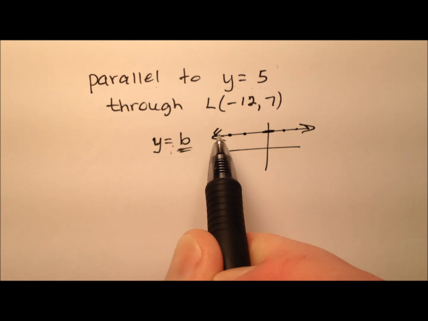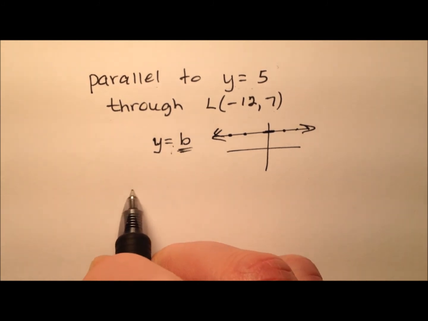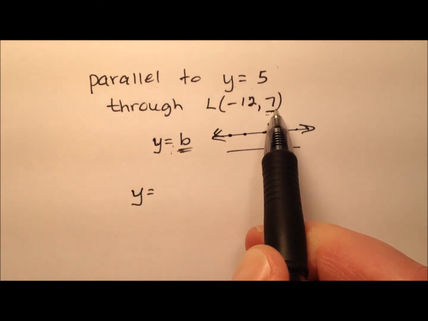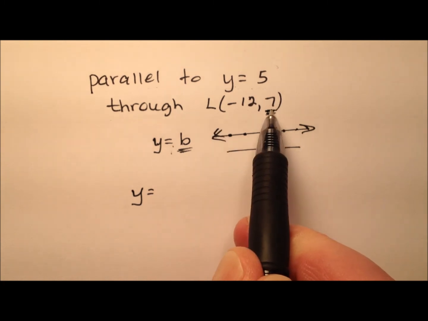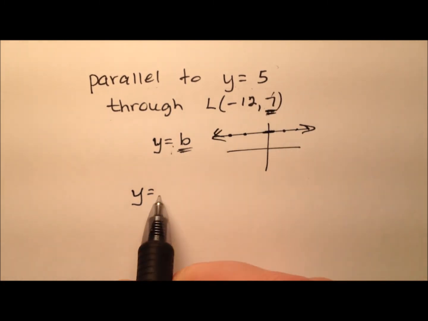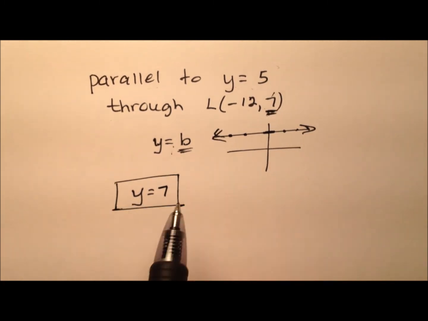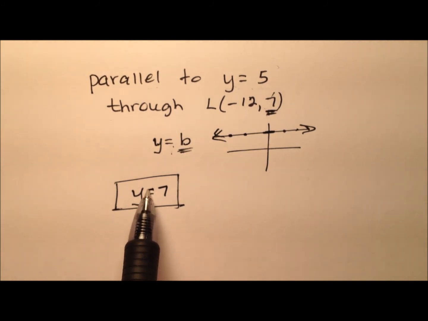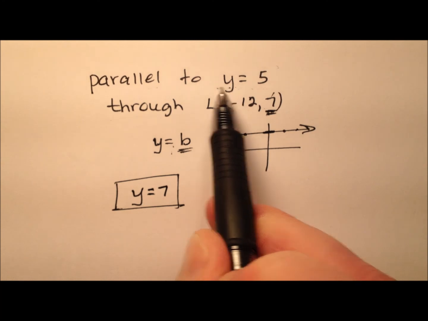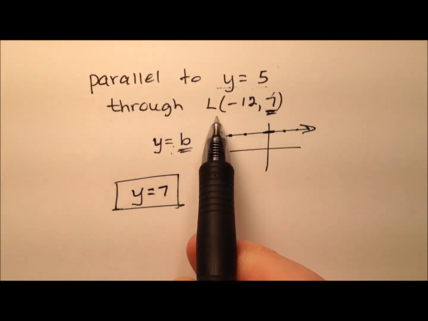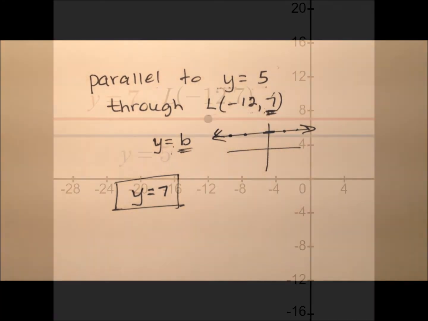Okay, so y equals the y value. So the equation will be y equals, and it looks like the y-coordinate of our point L is 7, so our equation is y equals 7. And y equals 7 is another horizontal line, and it's parallel to y equals 5, but it passes through point L.